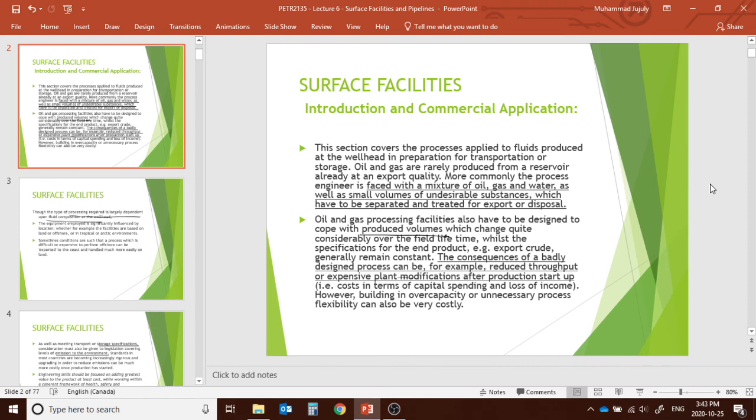So what do we mean by the produced volume? It means what your facility size would be. For instance, I'm just giving an example: you have assumed your produced volume is 1 million barrels per week.